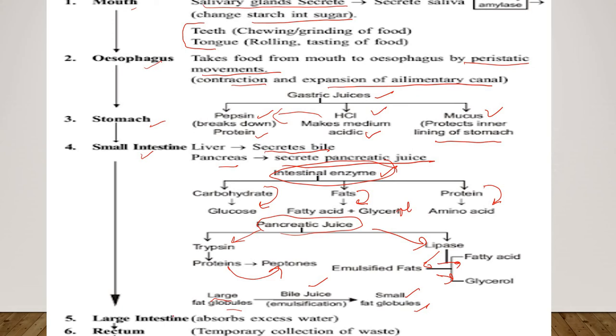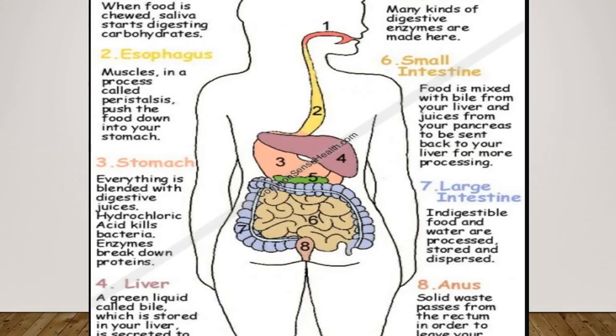In your large intestine, it absorbs excess water and temporarily collects the waste, which is then ejected outside by the anus. This is called egestion. Okay, so this was your enzymes.